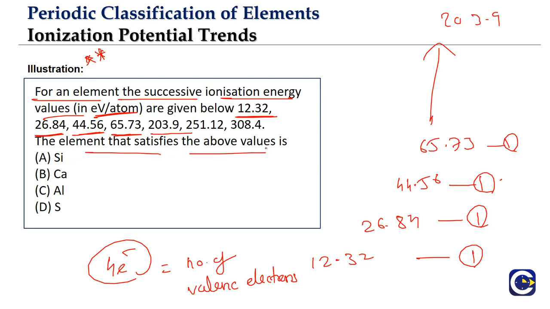They are asking for the element that satisfies the above values. So here we cannot say clearly that it is silicon or calcium or aluminum. But if we look at the valence electrons of these elements: silicon, number of valence electrons is 4. Calcium, the number of valence electrons is 2. Aluminum, number of valence electrons is 3. Sulfur is in the oxygen group, right? Number of valence electrons is 6. Which means the one that will satisfy the requirement is silicon. Because from the data, we are able to see that after the removal of 4 electrons, we have a sudden jump. It means this element must be having 4 electrons in the valence orbit.